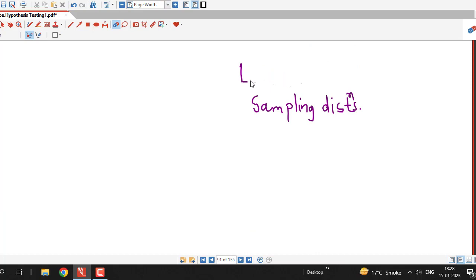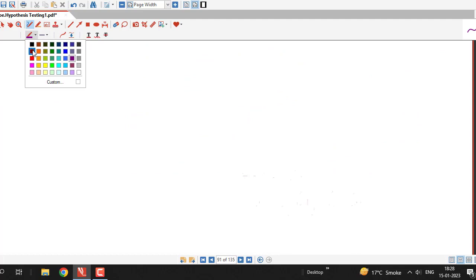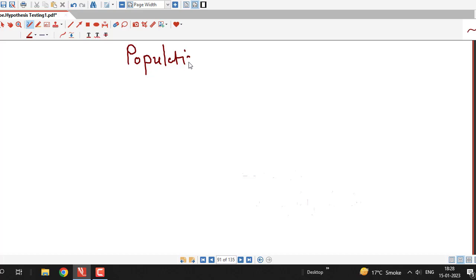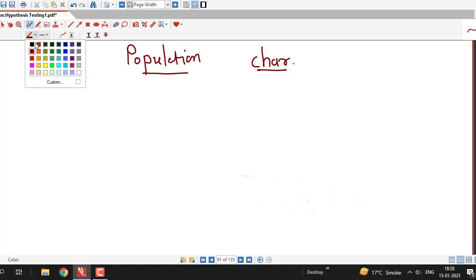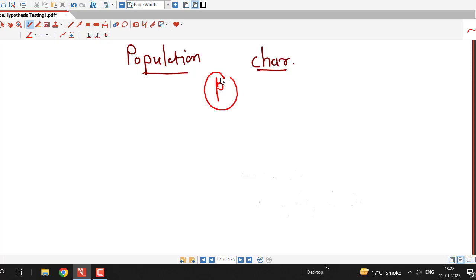And if you have seen those two lectures, then you might be familiar with what we mean by the sampling distribution of sample proportion. So let us recall that idea. Suppose we have some population and we are interested in some characteristic of that population, and suppose small p is the proportion of that population with that specific characteristic.